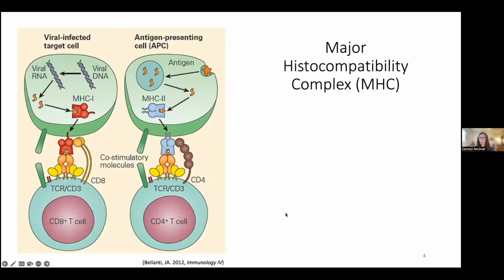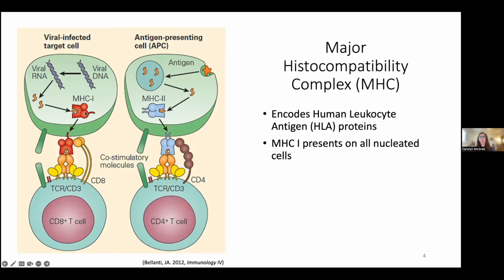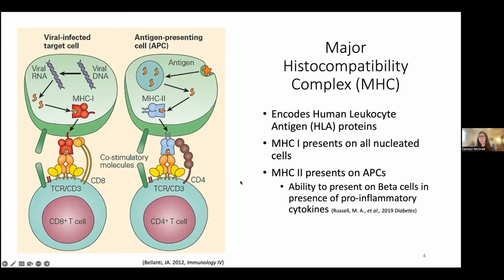The major histocompatibility complex, the MHC, is very important in this. It is, in general, involved in adaptive and innate immunity, and it encodes HLA proteins. MHC1 is present on all nucleated cells, and that would signal the health of the cell, or if it's virally infected in some manner. And then MHC2 is present on all antigen-presenting cells, such as B cells and dendritic cells, and they can present external antigens to CD4 T cells.